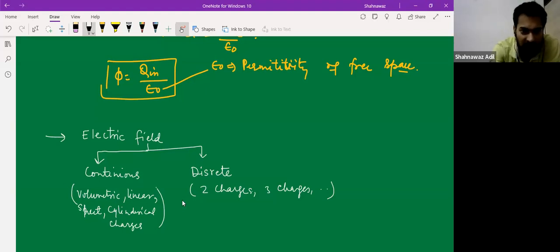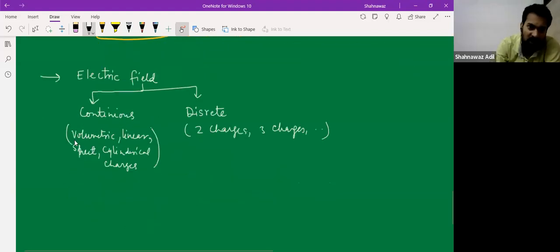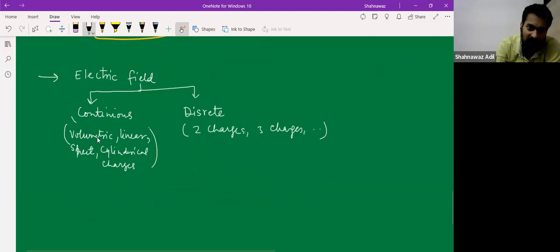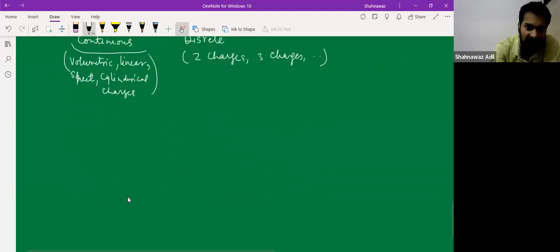So we use Gauss law to calculate the continuous charge distribution electric field, right? So we can use Gauss law to calculate the electric field of the continuous charge distribution. Okay, so before I do that, first let us use some Gauss law.